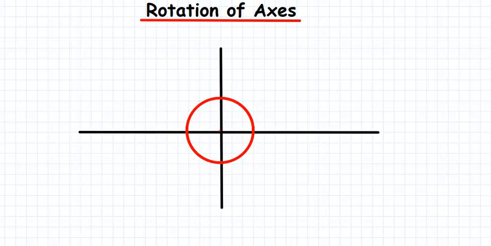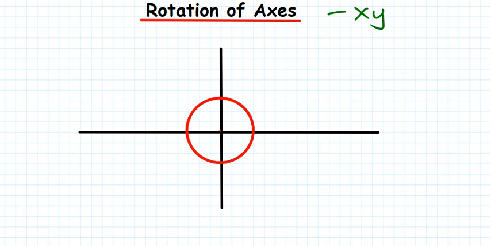Alright, so we're going to talk about rotation of axes. Up until this point, we've not discussed a form where we can have a product of x and y in the equation of the conic sections. So we use rotation to deal with that.